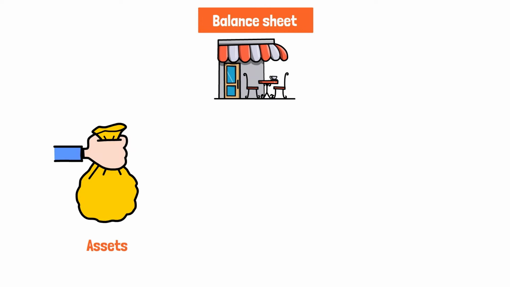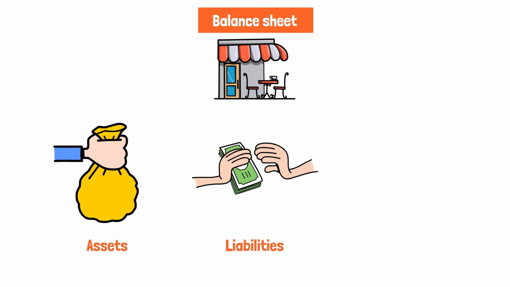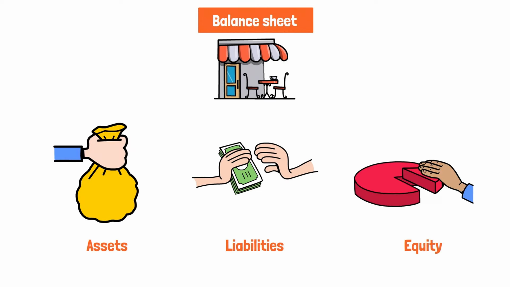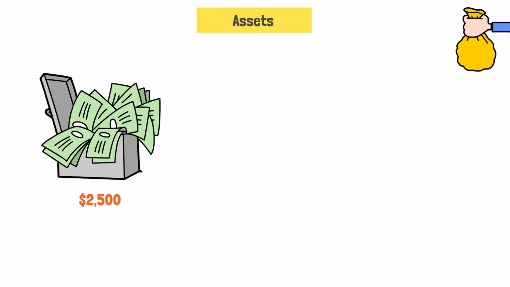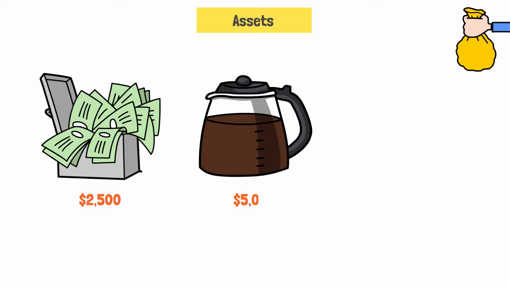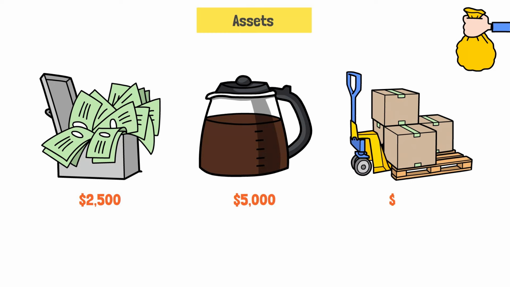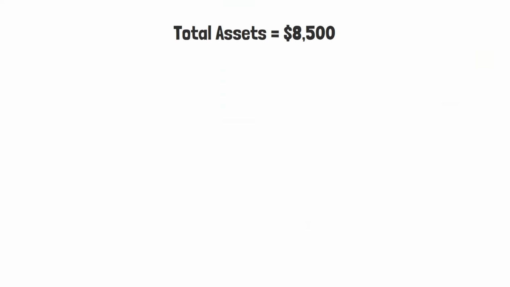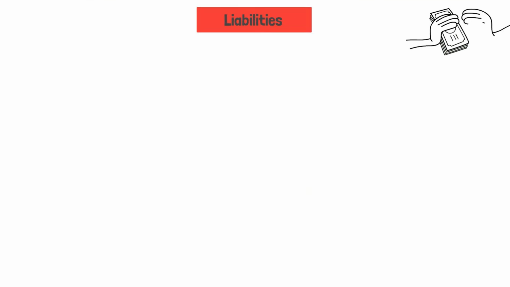Next up is the balance sheet. This shows you what your business owns, your assets, owes, your liabilities, and what's left over for you. That's your equity. Okay, let's set that up. Assets, what you own. Cash, $2,500. Equipment, $5,000. Inventory, $1,000. Your total assets equal $8,500.